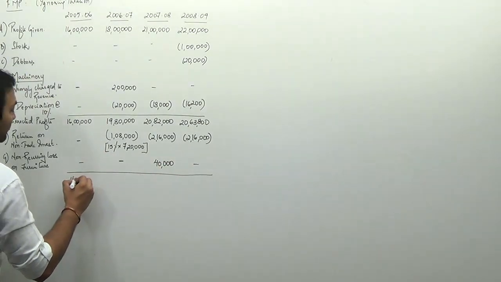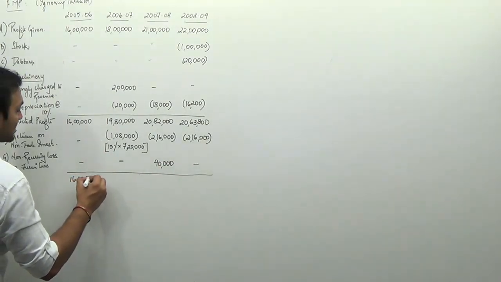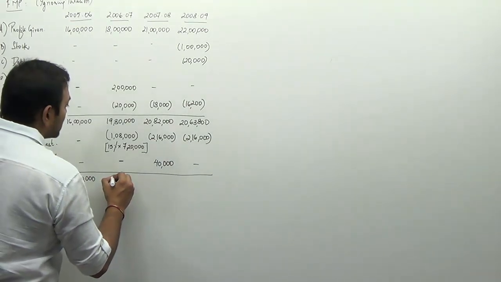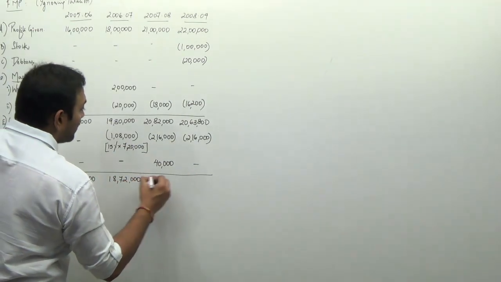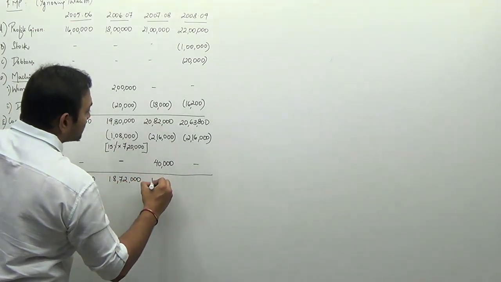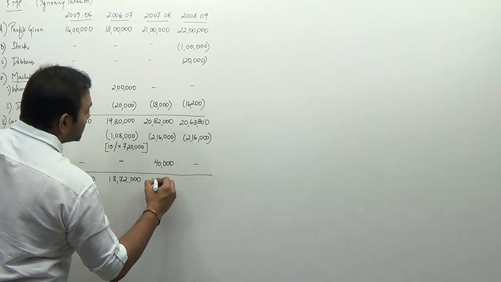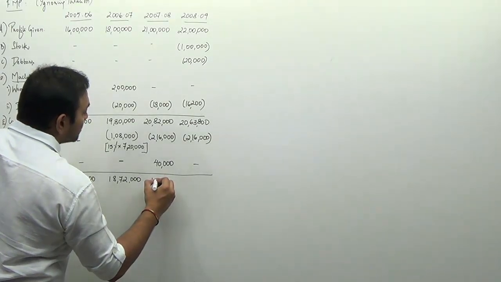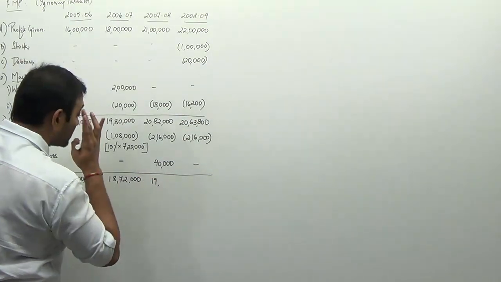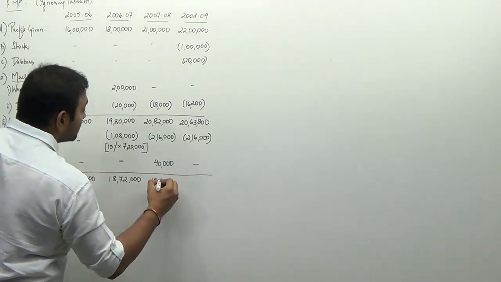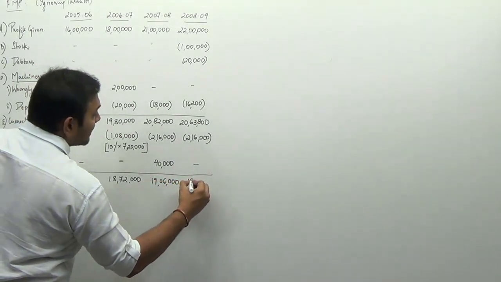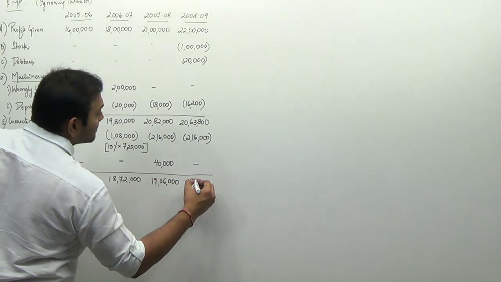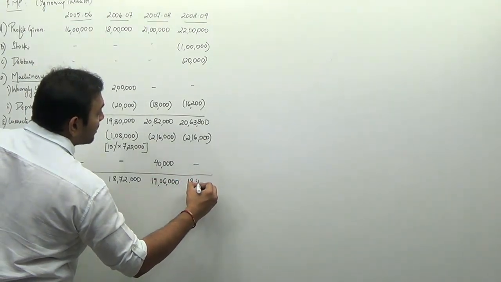So get the profits. First year again, no change, 16 lakhs. Second year is 18,72,000. Third year is 19,06,000. Final year is 18,47,800.